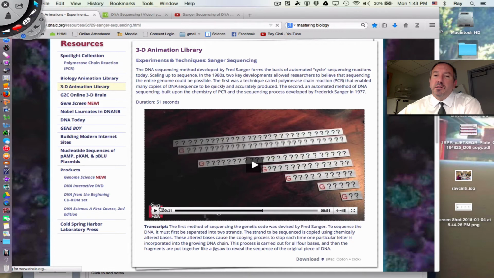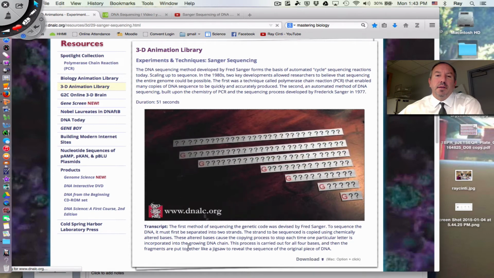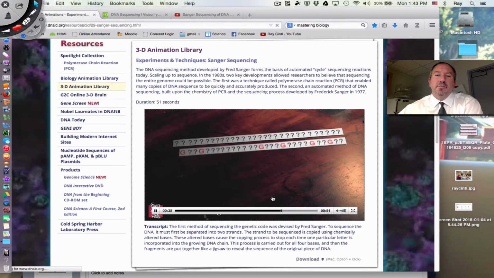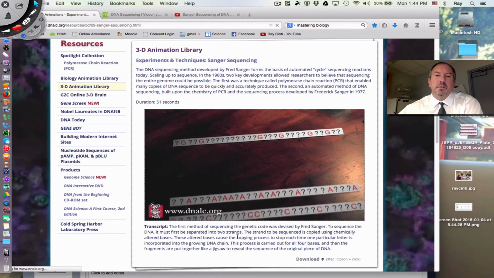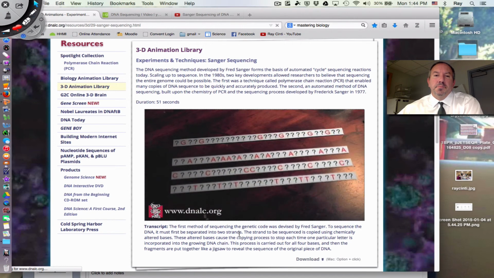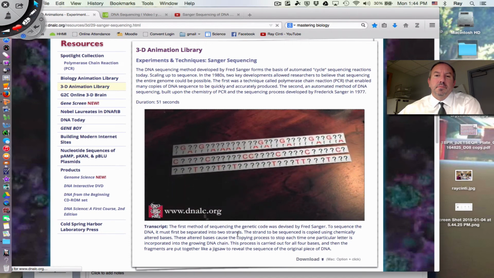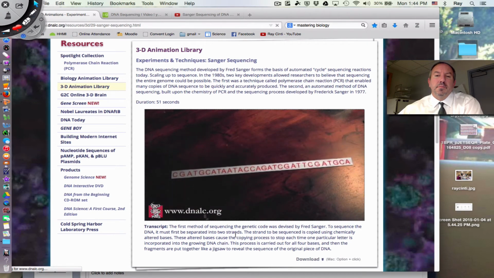Okay, so we talked a little bit about gel electrophoresis, so if you can predict how we might use this. So when you put it back together like that, you can see where all the guanines occur. This process is carried out for all four bases, and then the fragments are put together like a jigsaw to reveal the sequence of the original piece of DNA.